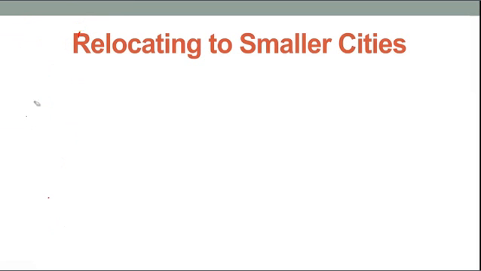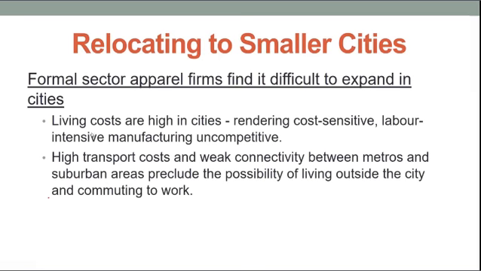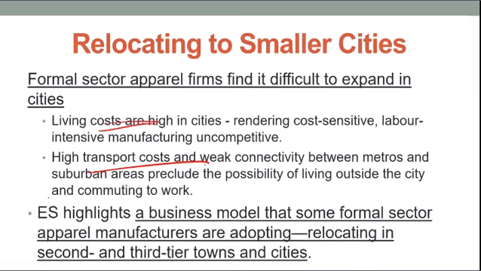So the Economic Survey says that's a business model adopted by the apparel firms, labor-intensive firms. Now, if all labor-intensive people start moving like this, that will have some brilliant side effects. Let's look at those side effects. Living costs are high, transportation costs are high, so they're moving out, as we saw earlier. There's a new business model. They're relocating to second and third tier towns and cities.